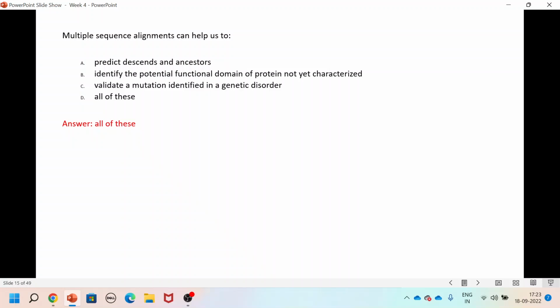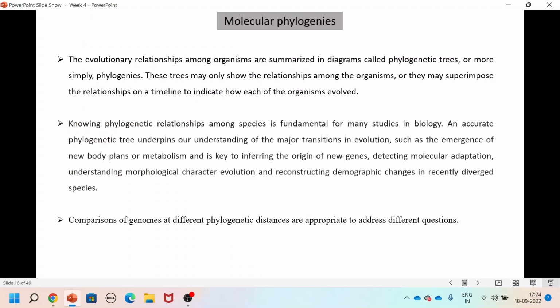Also we can validate a mutation which is identified in a genetic disorder by aligning our sequence, as I said, of a healthy individual with a diseased individual. We can check whether there is a difference in any nucleotide or in any amino acid residue that is leading to that particular genetic disorder.